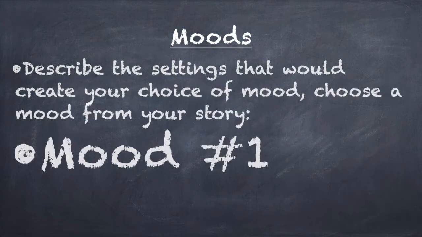All right, now for these next couple, go back to that story that you're working on, that story idea that you have. Describe the setting that would create the mood of your choice. So pick a mood from your story. It could be the start of your story, it could be some scene in the middle, it could be something at the end, but pick one of the moods that you want to communicate in your story.